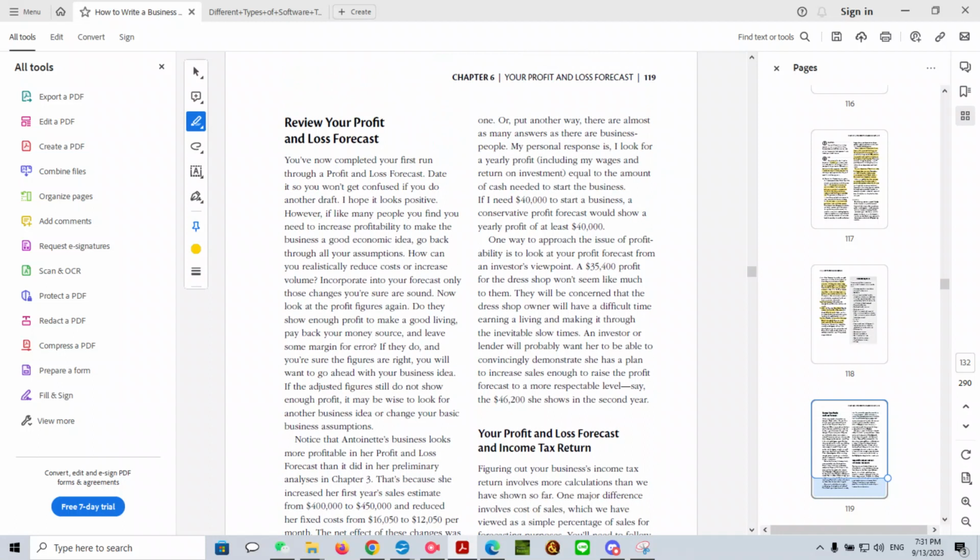Now, the last thing we need to do is review our profit and loss forecast. We have all this accounted for. We say, okay, this is our forecast. You've now completed your first run through a profit and loss forecast. Date it as you do, so you won't be confused if you do another draft.